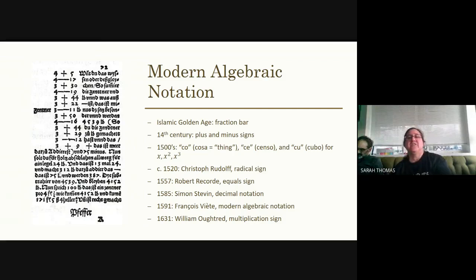CE was senso, that was a square. CU, which was short for cubo, meant the cube of the variable. The radical sign, the one that indicates square roots, was invented in around 1520. Robert Record in 1557 invented the equals sign. So yeah, they were solving equations before they had an equals sign. Decimal notation, 1585, Simon Stevin. Francois Viète invented our modern algebraic notation in 1591. And William Oughtred, 1631, that's what, 40 years after, invented the multiplication sign. So that one was late to the game.